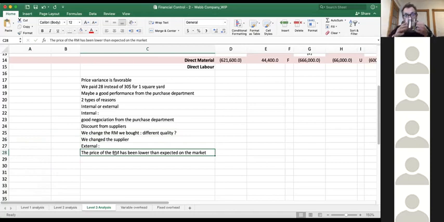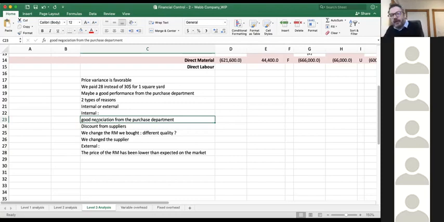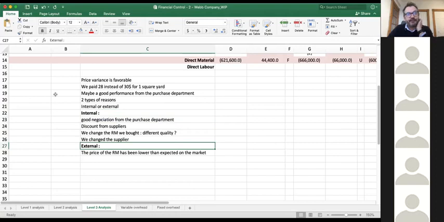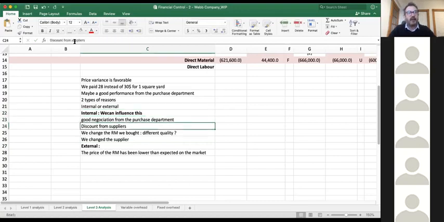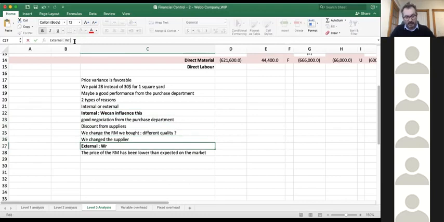Okay, so what I say here is that you can always do internal and external explanation. Okay, you can always do this. And so usually when we talk about internal, we can influence this. Okay, external, we cannot influence this.